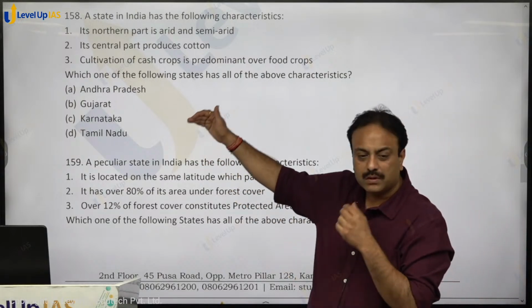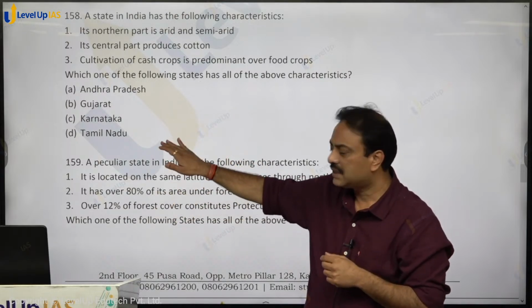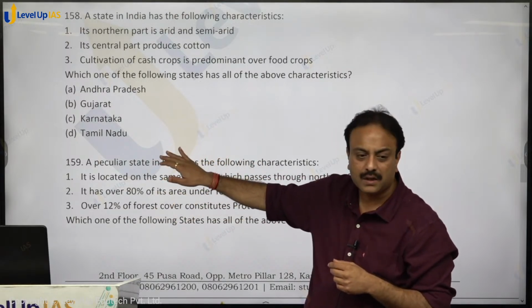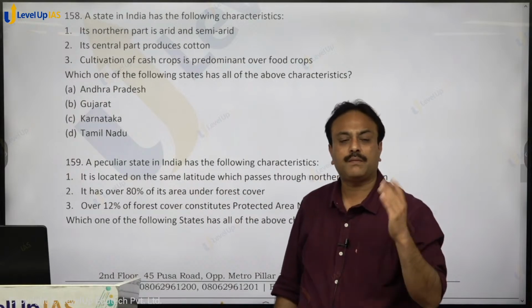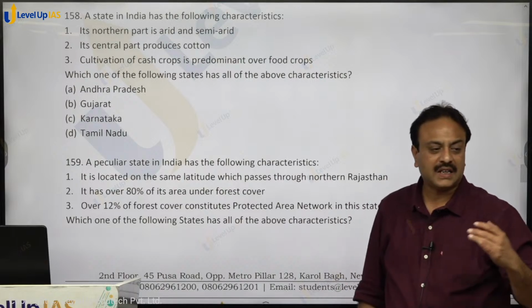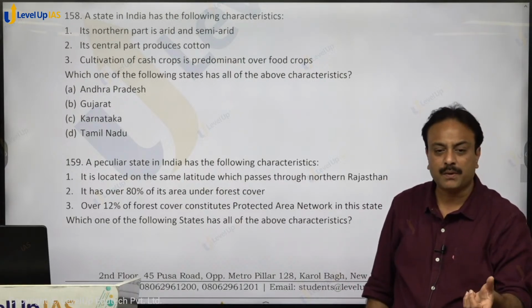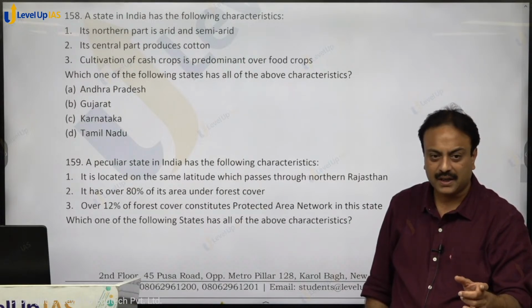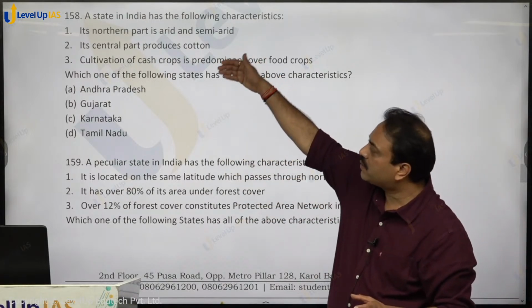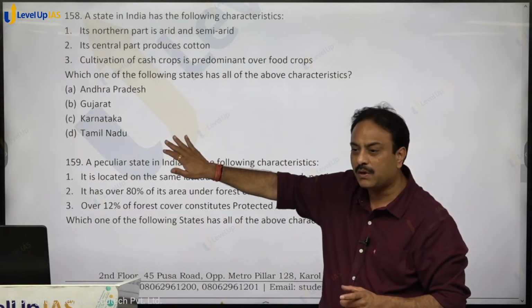Then Tamil Nadu, northern part, semi-arid. The central part produces cotton. It is the western part of Tamil Nadu, which has borders with Kerala, that produces cotton. The central part is not producing cotton, right? Gujarat was fulfilling all the conditions, and so Gujarat is the correct answer to this particular question.